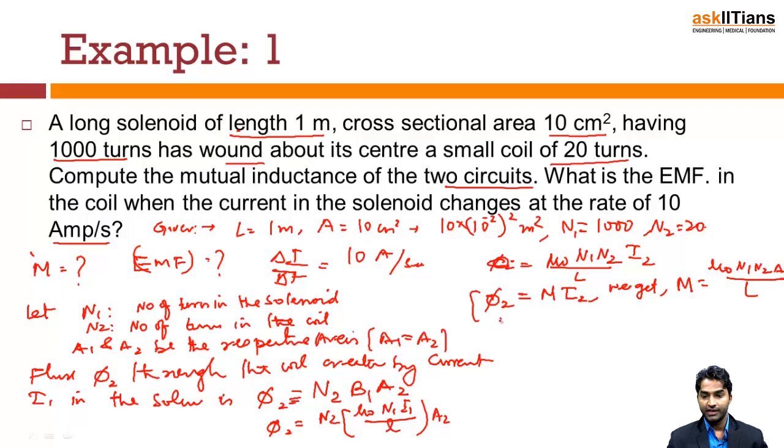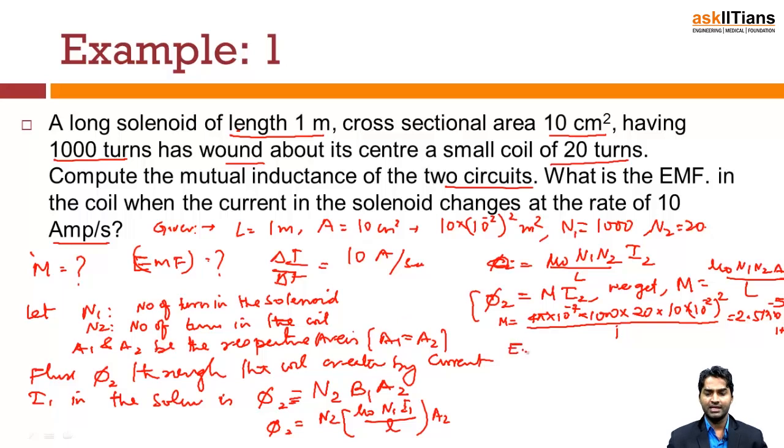On substituting the values, M is equal to mu naught, which is 4 pi into 10 to the power minus 7, N1 is given as 1000, N2 is given as 20, area is given as 10 into 10 to the power minus 2 whole square, divided by length. Length is given as 1 meter. When we solve this relation, we will get a value of around 2.51 into 10 to the power minus 5 Henry.